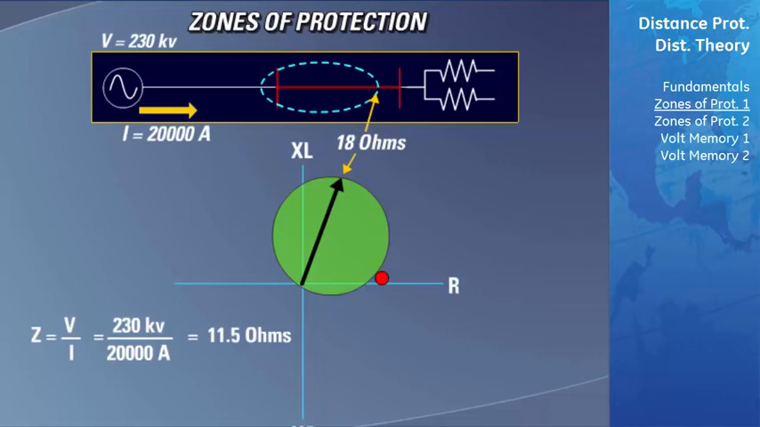Since the mho circle is positioned where it is on the graph, there is very little area included in the zone of protection in the resistance direction. Therefore, the new impedance will not fall into the zone of protection, and the relay will not trip.